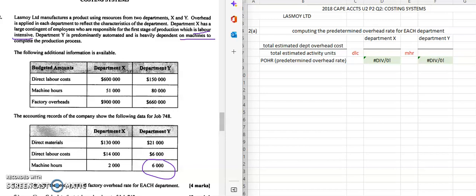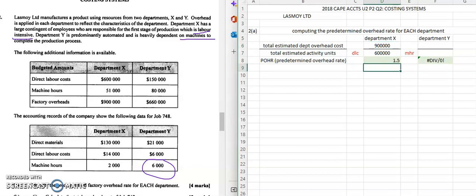So Department X, we say, uses direct labor costs. So the direct labor cost for Department X is 600,000. Let's put that in. And the total estimated cost for Department X is 900,000. So when I divide that, it should give me the predetermined rate for Department X, right? And we see that is 1.5 or 150% of the labor costs. Good.